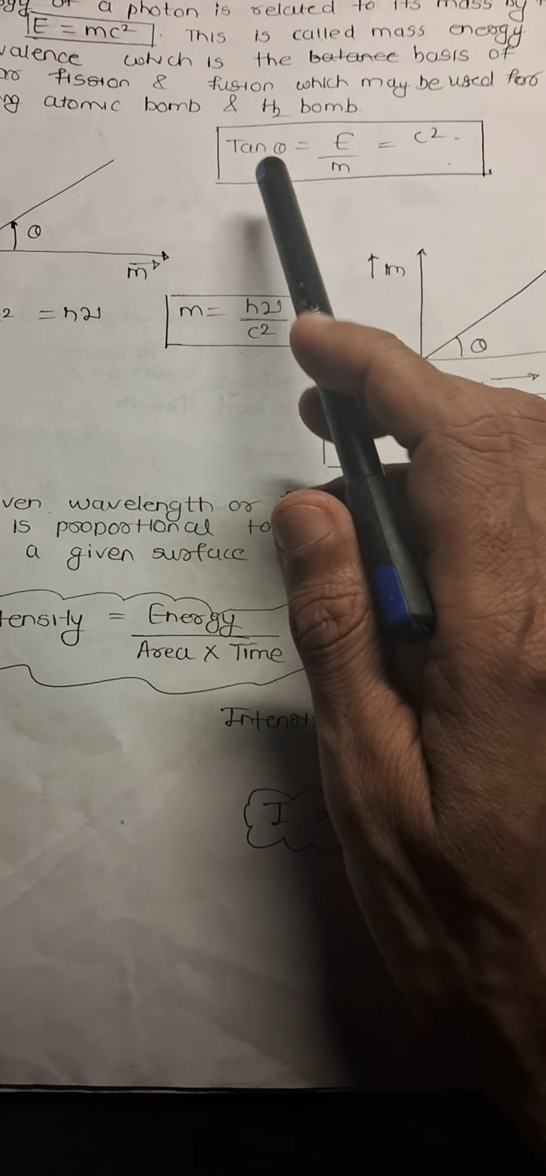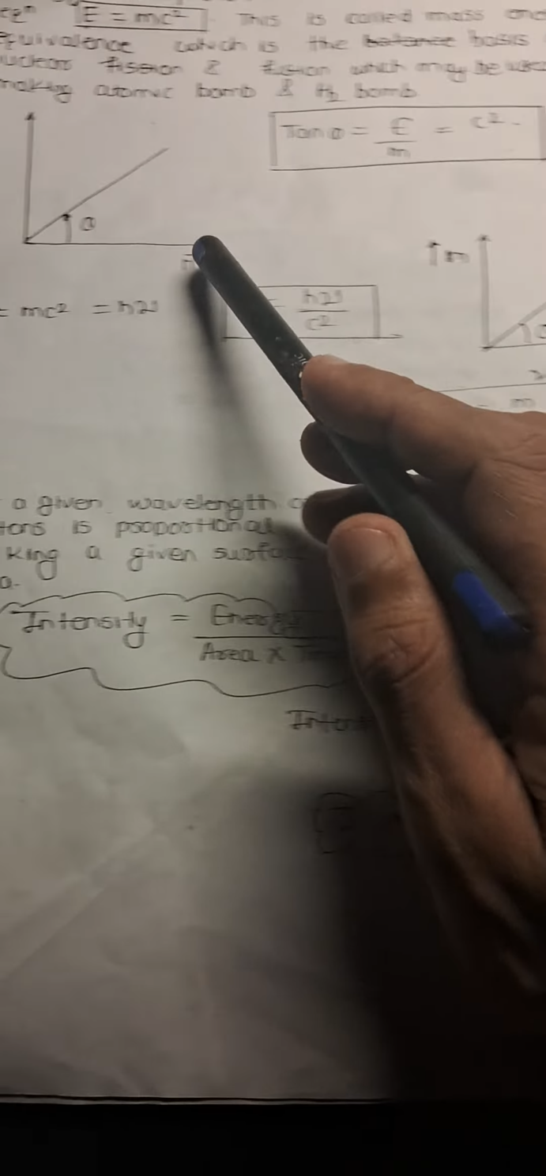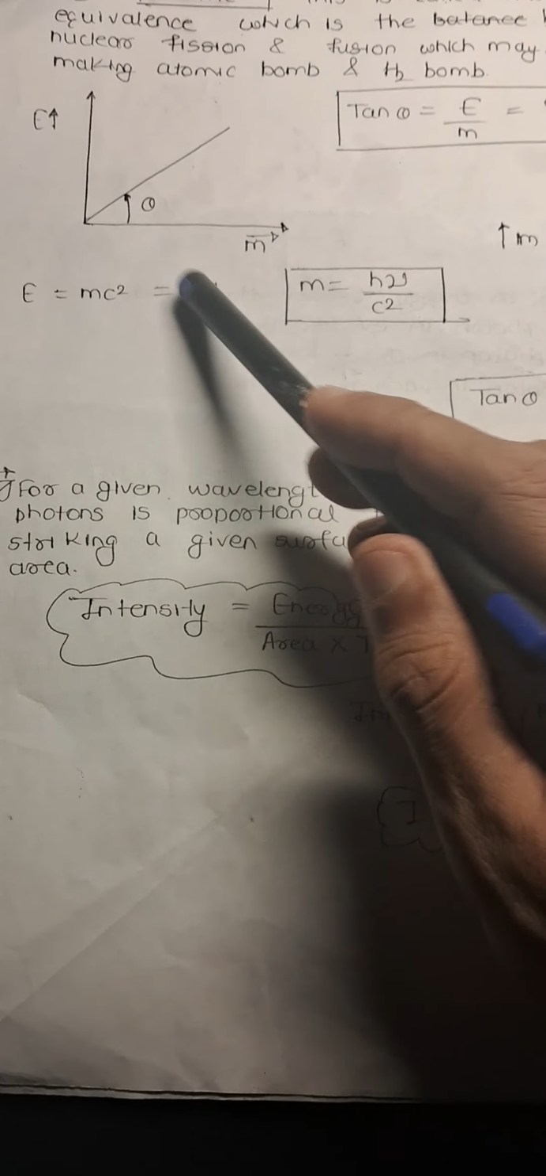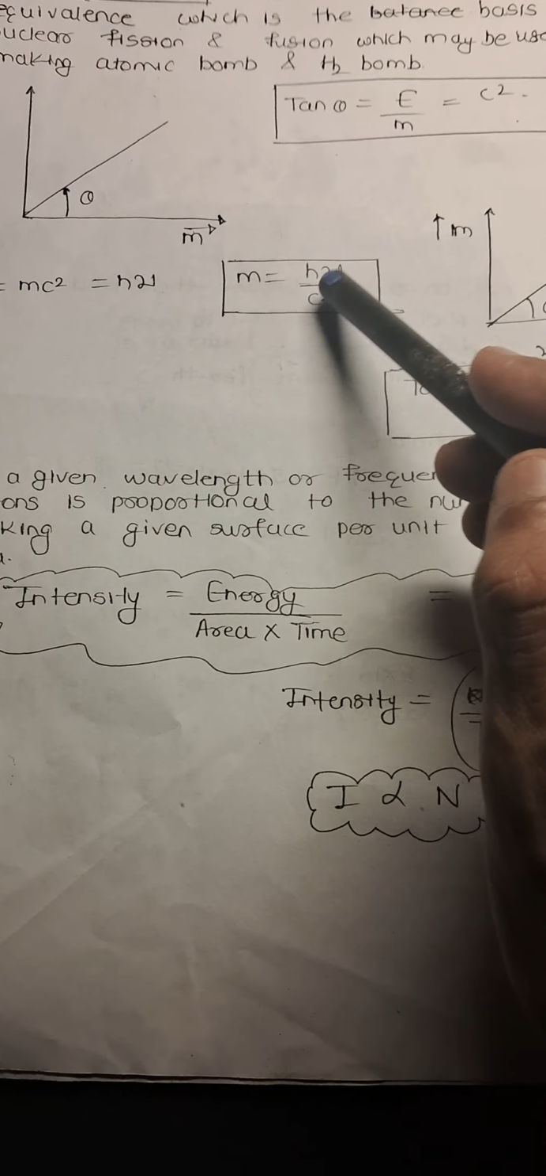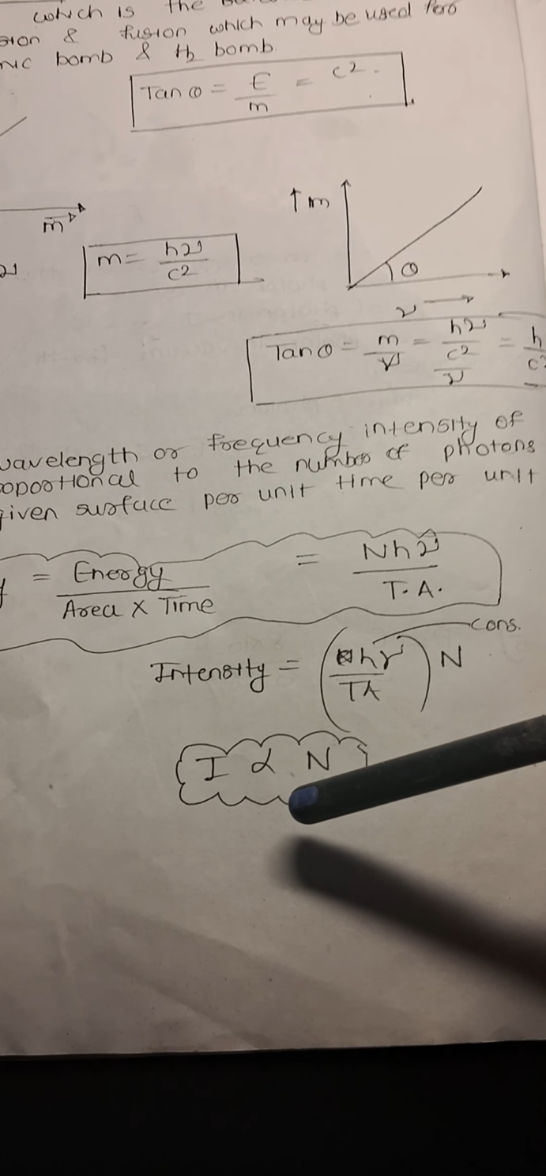Here is the energy of a photon in relation to its dynamic mass. So this is the relation. Graphs, the relation, then mass in terms of the frequency, the mass-frequency graph. If the angle is theta, then tan theta. Then we have the concept of intensity for a given wavelength, which is proportional to the number of photons. So I is proportional to n for a constant frequency.